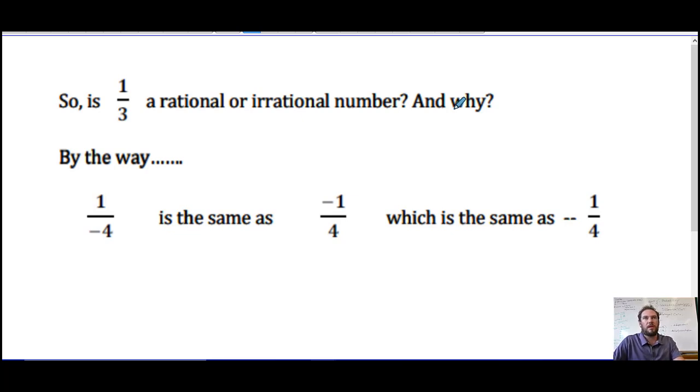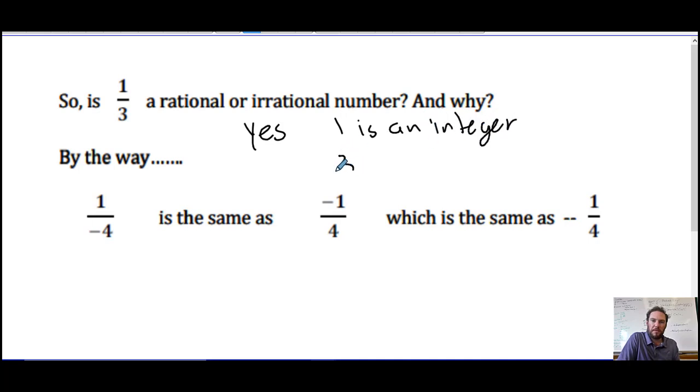Let's make sure that we can use appropriate vocabulary and we can define these things. So again, we have to think back to our definition of what rational is. Is it an integer over an integer? And if the answer to that question is yes, it will be a rational number. So yes. And why? Because 1 is an integer and 3 is an integer, right? It meets that checklist. An integer in my numerator, an integer in my denominator, we're good.